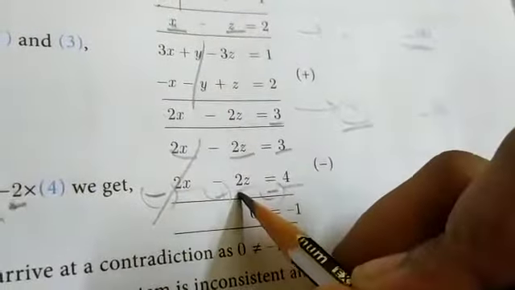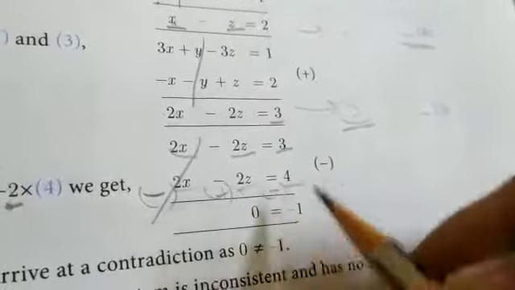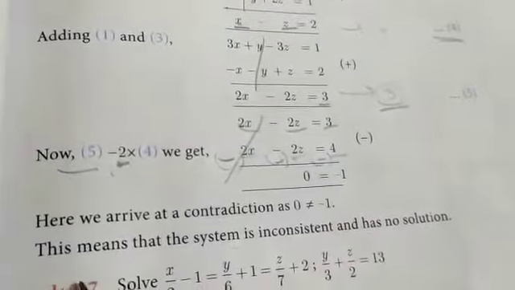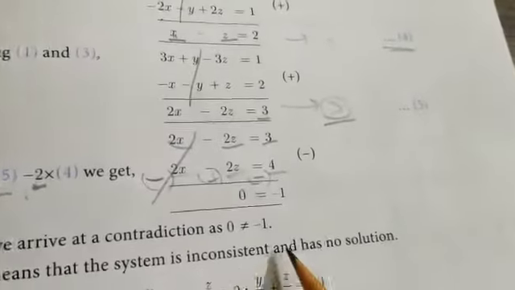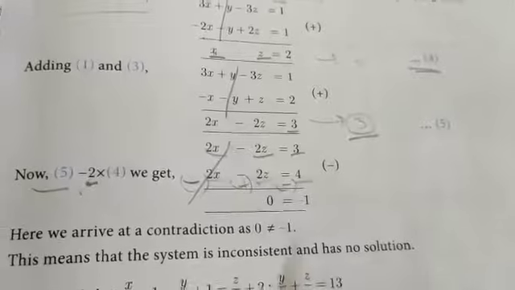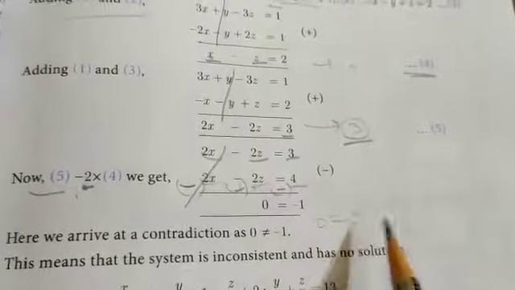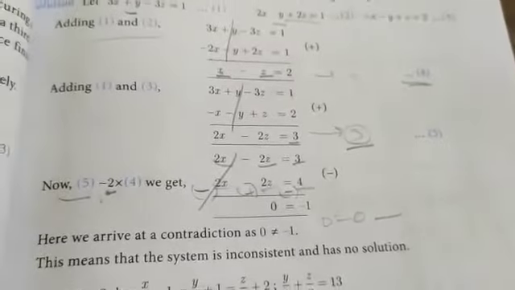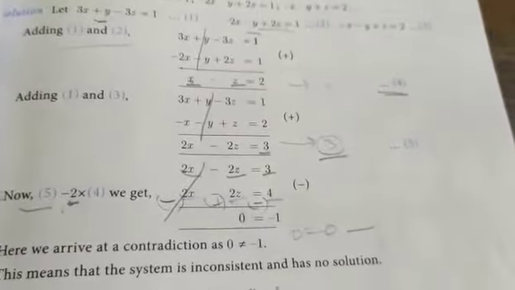Cancel, and this will become 0, and this will become minus 1. We arrive at the contradiction as 0 is not equal to minus 1. This means that the system is inconsistent and has no solution. So when 0 equals 0, it means infinite solutions; 0 equal to any number means it is inconsistent.